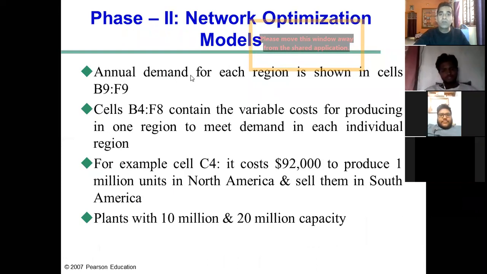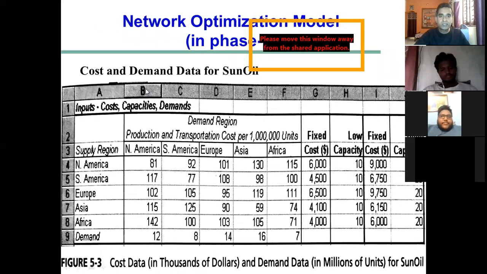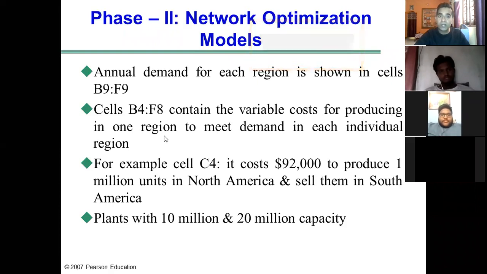Next, annual demand for each region is shown in cells B9 to F9. That is what we saw. Then cells B4 to F8 contain the variable cost for producing in one region to meet demand in each individual region. So B4 to F8.